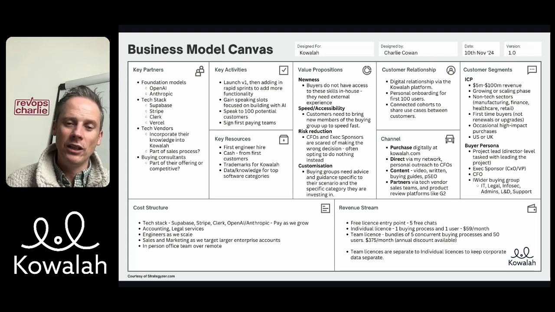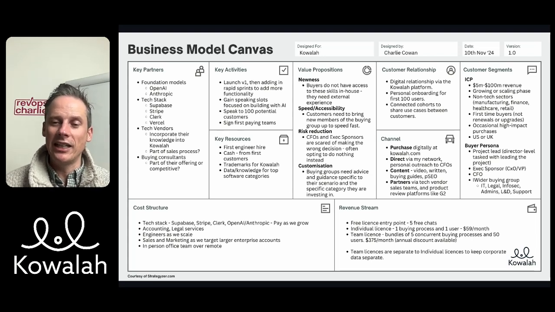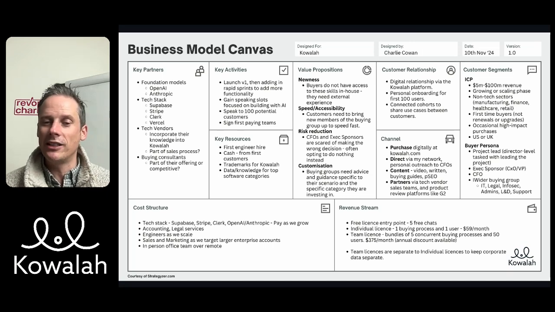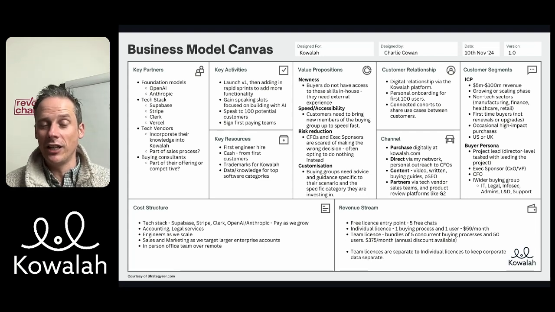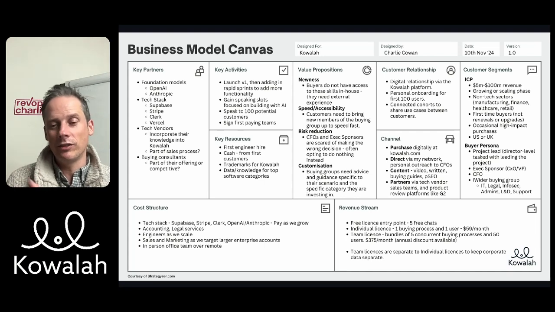And in my example, team licenses are separate to individual licenses to keep the corporate data separate. So even if you've got an individual license, if you were then going to add on a team license, you'd end up with an individual and a team license. You could cancel the individual one if you want, and it just means that keeps that separate. You probably have some different billing from the company for that as well.